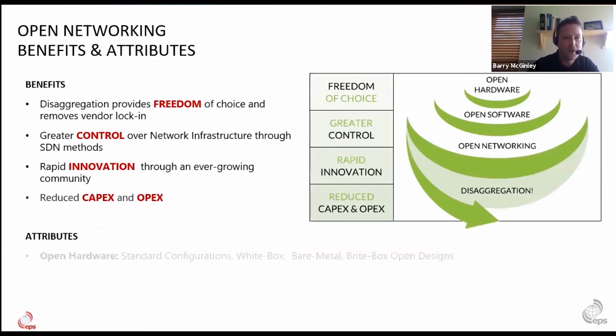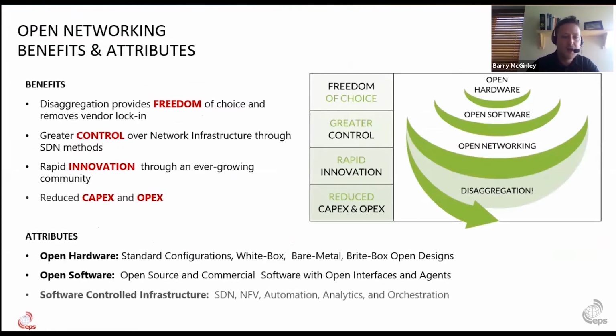Okay, so open networking attributes and benefits. Most of you will know this stuff. On the attribute side, we have open hardware: white box, bare metal, and bright box. Bare metal is our bare metal box, and it has a bootloader called ONIE on it, which allows us to put the NOSes on. We then have white box, which is a bare metal switch with an operating system on it. And then we have bright box, which is basically a bare metal switch with a different label on it. So that would be HP and Dell and companies like that.